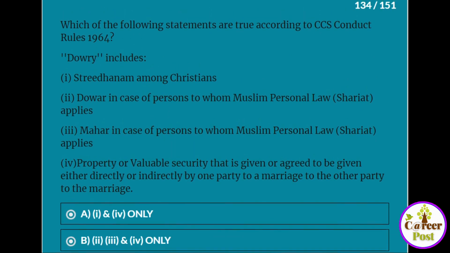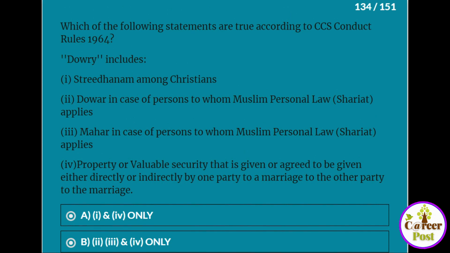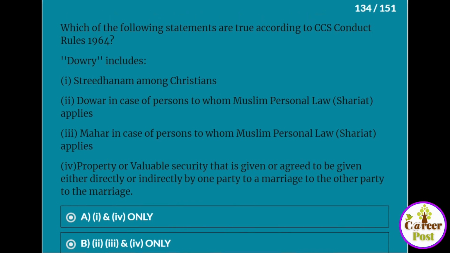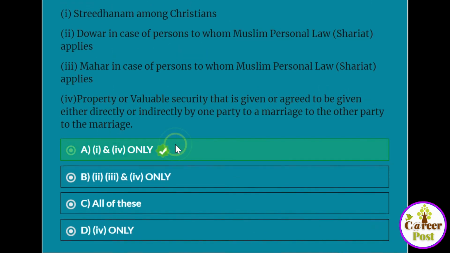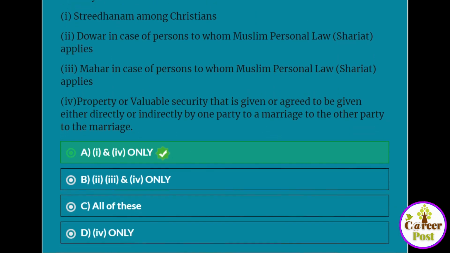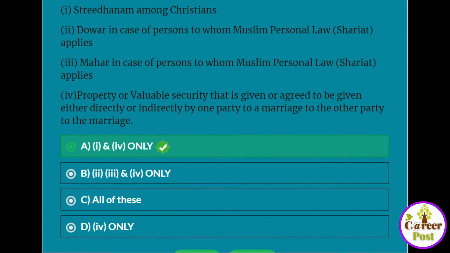Which of the following statements are true according to CCS Conduct Rules? Dowry includes Stridhanam among Christians. Dower in case of persons to whom Muslim personal law Shariat applies. Mahar in case of persons to whom Muslim personal law Shariat applies. Property or valuable security that is given or agreed to be given either directly or indirectly by one party to a marriage to the other party in the marriage. Which of the following statements are true? Here it is 1 and 4 are correct. Dowry includes Stridhanam and property or valuable security that is given or agreed to be given either directly or indirectly by one party to another in a marriage, and is construed as dowry. But dower and mahar as per Muslim personal law will not be construed as dowry.